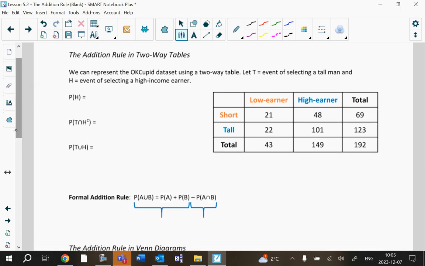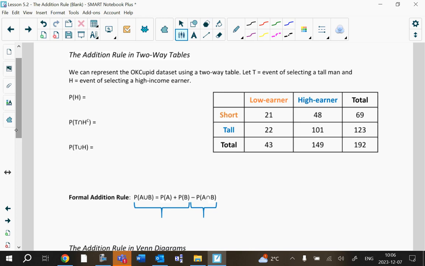Besides a Venn diagram, which we'll look at in a second, if we have a Venn diagram of a situation, because we have overlap between two events, we can put it in a two-way table. This is actually what we did in Unit 1. And we did some calculations from the table. So it's very similar to what we did.